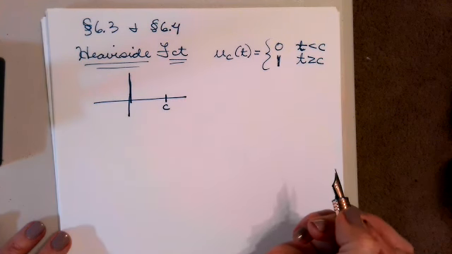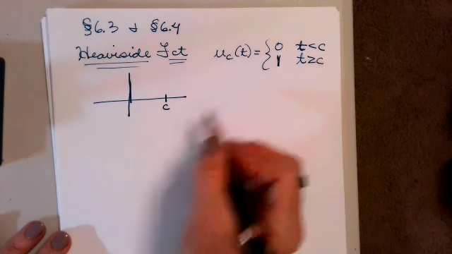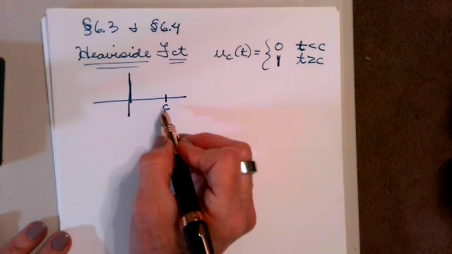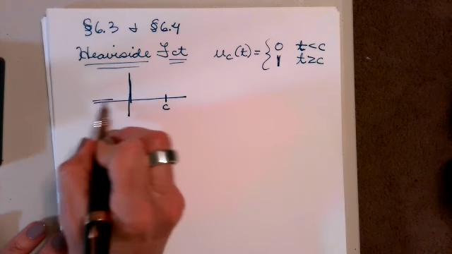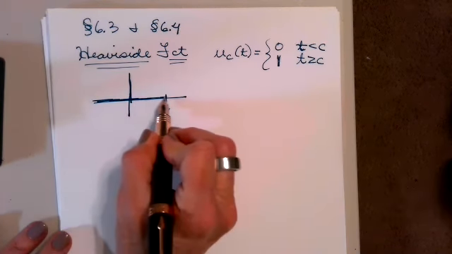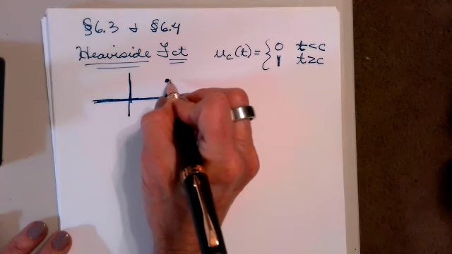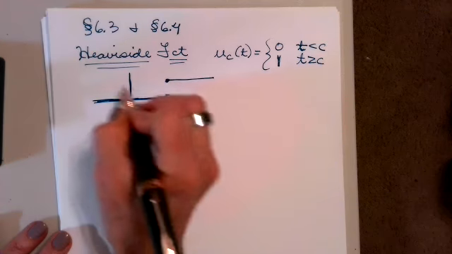So let's graph that. If t is less than c, the function is 0. So it's 0 all over here with an open circle here. And then at t equals c, it jumps up to 1.